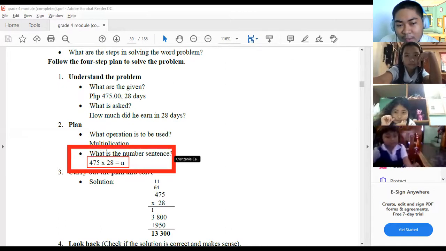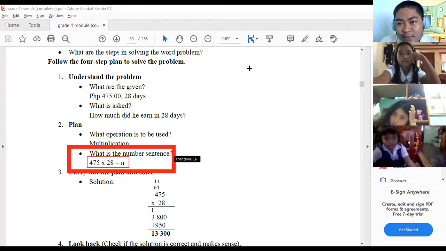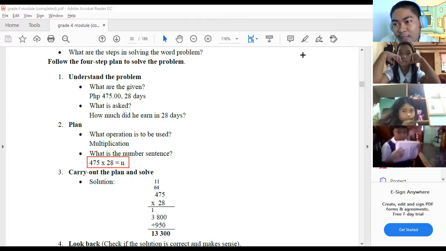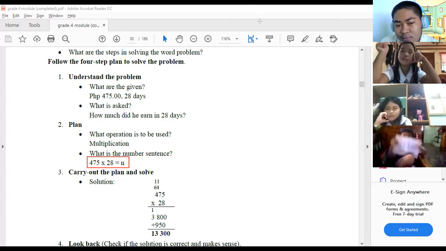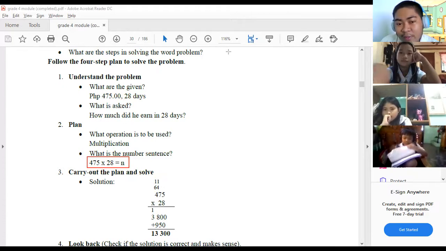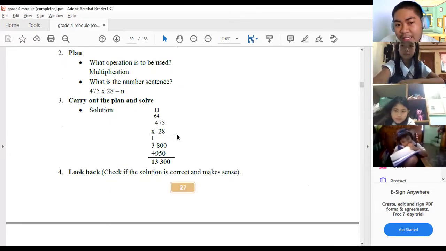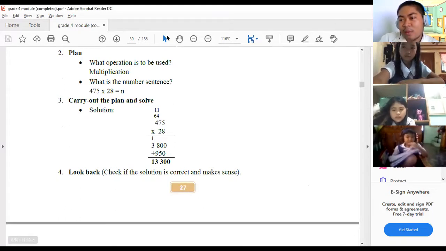So, how are we going to carry out the plan? Since we know that we will use multiplication, what are we going to do now? Carry out the plan and solve. So, we have 475 times 28.